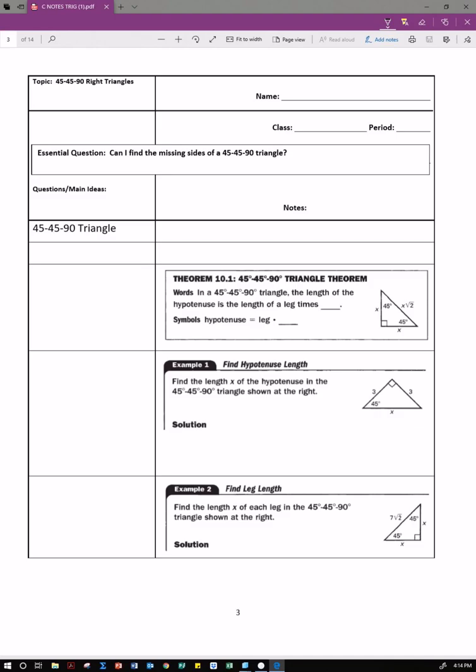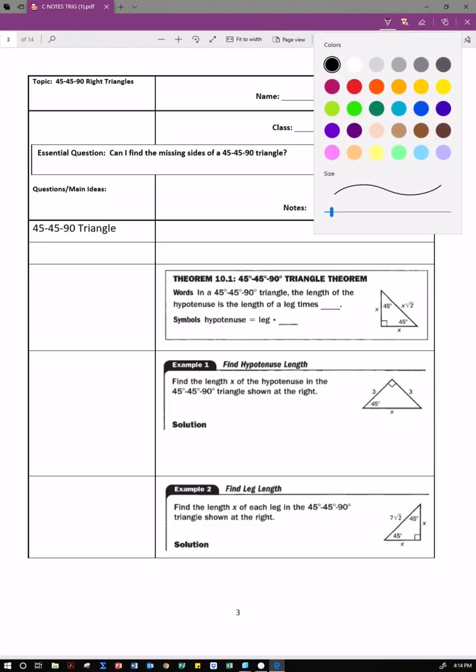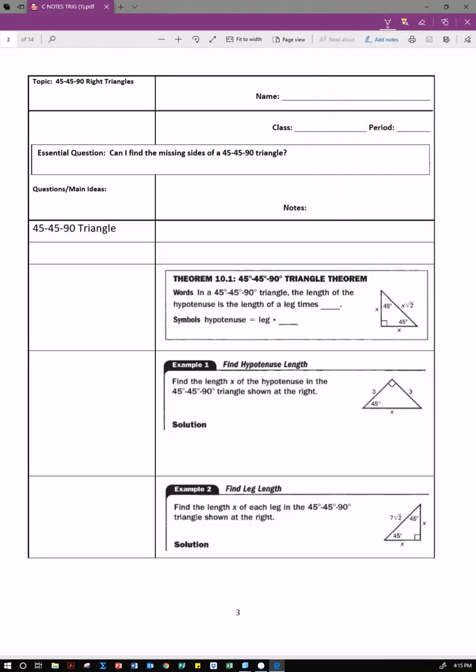Alrighty, so if you would get your notebook out or your notes, whichever you have in front of you, we will get started. So today we're going to talk about 45, 45, 90 right triangles. Our essential question is, can you find the missing side of a 45, 45, 90 triangle?